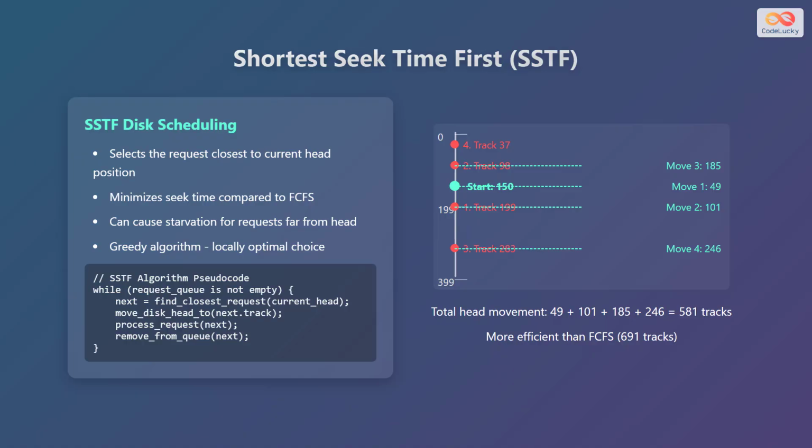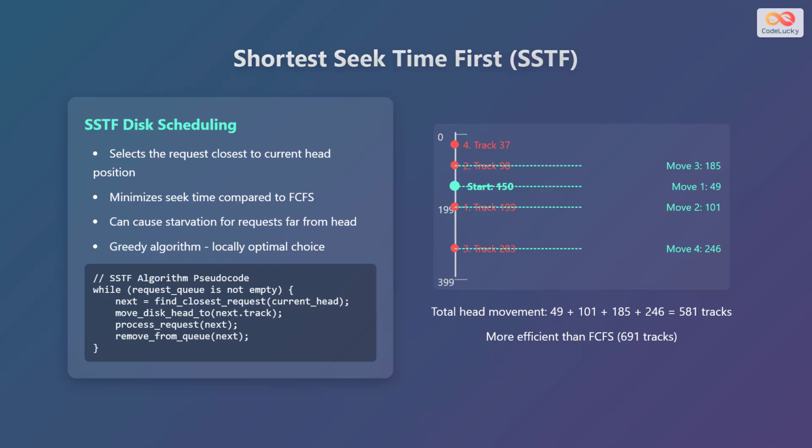Next, let's explore the shortest seek time first, or SSTF, disk scheduling algorithm. Shortest seek time first selects the request closest to the current head position. It minimizes seek time compared to first come first served. However, it can cause starvation for requests far from the head. It is considered a greedy algorithm because it always makes the locally optimal choice.